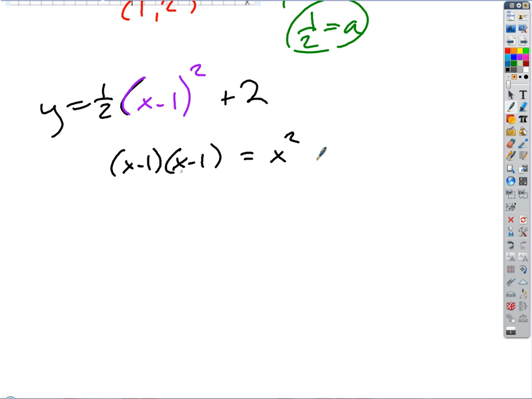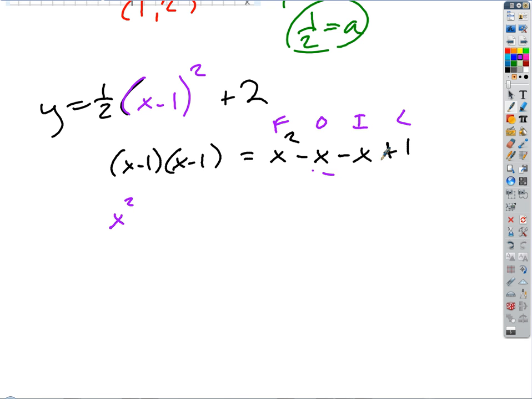x squared, minus x, minus x, plus 1. Okay, and if I combine the like terms, did everybody see where we get that? Right, this is just FOIL. Yep. How did you manage to make that like an outside? Oh, that's a good question. I think it just skipped on there. That's better. There we go. Thank you.